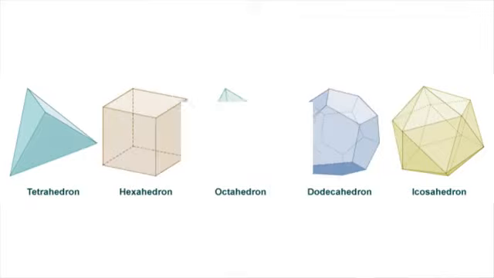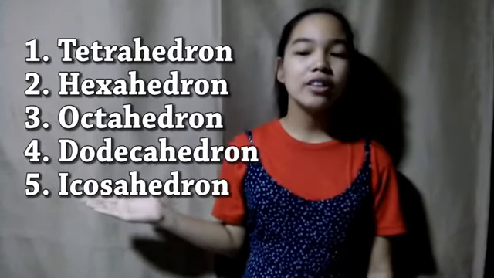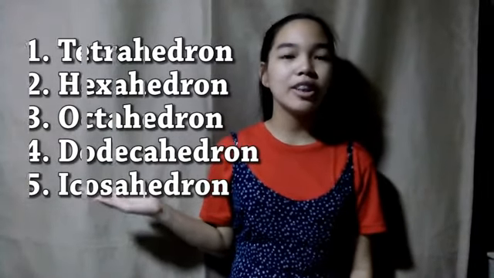Now, there are 5 regular polyhedrons named after the Greek philosopher Plato, and these are called Platonic solids. A Platonic solid is a regular polyhedron where all the faces are congruent regular polygons. There are only 5 because the sum of the measures of the angles that meet at each vertex must be less than 360 degrees. The tetrahedron, hexahedron, octahedron, dodecahedron, and icosahedron are the 5 Platonic solids.